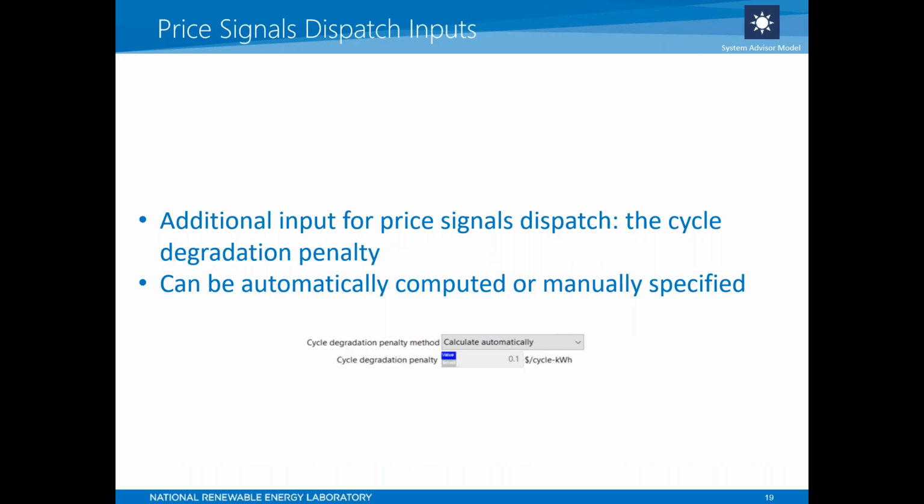So I mentioned on the previous slide, the price signals dispatch converts things into costs. So that allows us to specify an additional input, the cycle degradation penalty, which basically allows the algorithm to determine whether or not a given cycle is worth it. Will the amount of cost savings from that cycle of the battery outweigh any future impacts of battery replacement or augmentation based on the degradation of that cycle? So this can either be automatically computed based on SAM's estimates of battery degradation caused by the cycle, or specified on a dollar per cycle kilowatt hour basis.